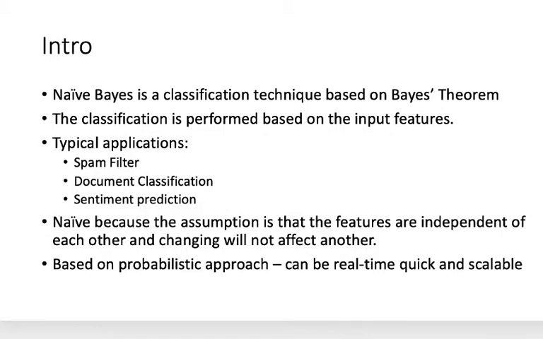performant. And naive, the name naive comes from the assumption that algorithm holds the features are independent of each other. That means the relationships between the features are not even considered in the evaluation of the algorithm, and it's primarily based on the probabilistic approach. It can be real-time, quick, and scalable, as I mentioned earlier.